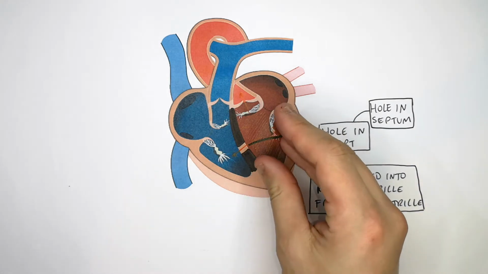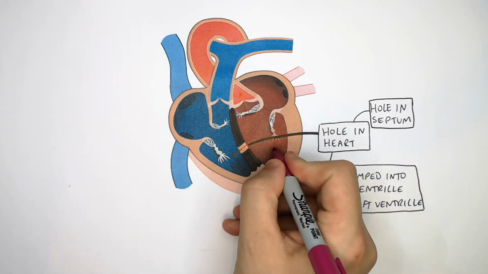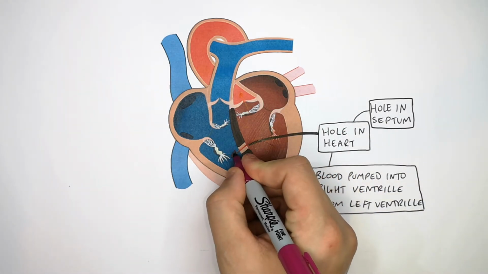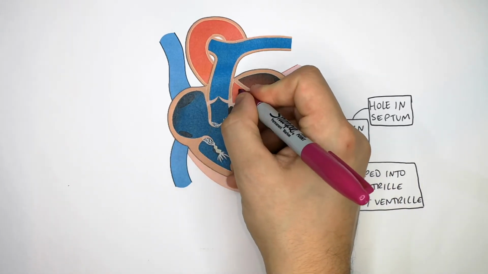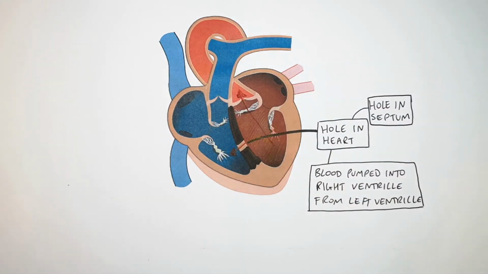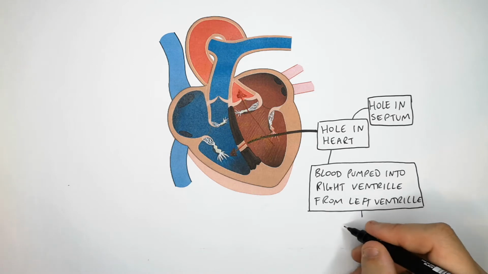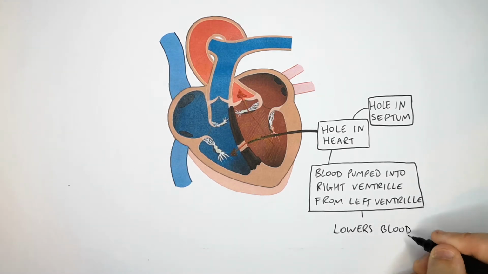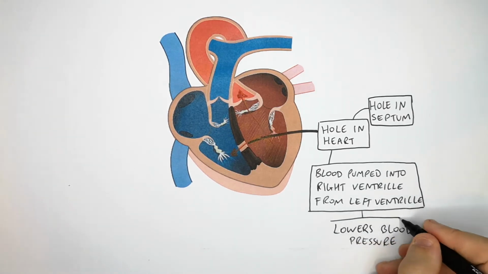So when the left ventricle contracts, the blood will be pumped into the right ventricle as well as the aorta. So not all the blood will go into the aorta. This means that it lowers the blood pressure of blood being pumped from the heart.